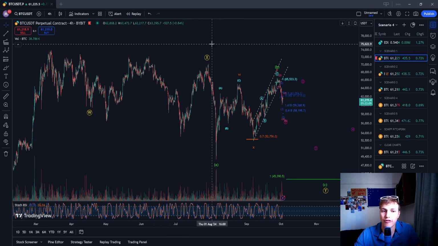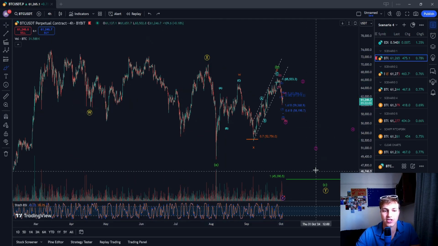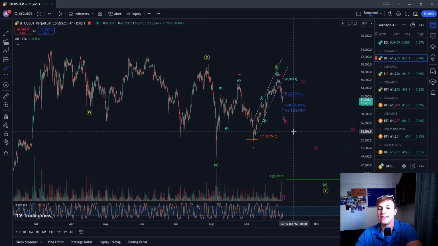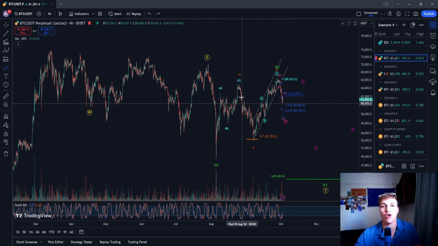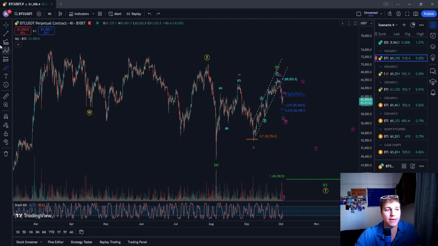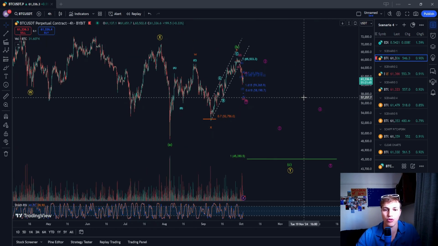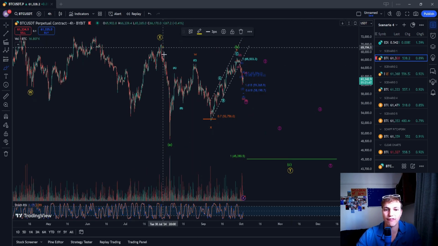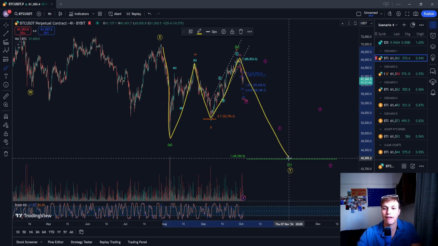So starting on the 4-hourly time frame, we are still in this WXY on our main scenario. The WXY is now in this Y wave, which consists of an A, B, and a C. An ABC consists of a 5-3-5 move. That means 5 waves in A, 3 waves in B, and 5 waves in C.